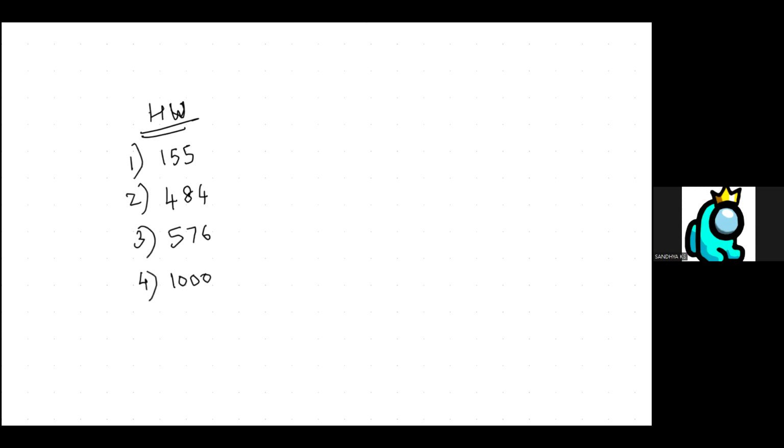Now I will give you some homework. Please do it and write the answer in the comments. Okay, let's see. 155. Find whether it is a perfect square or not. Okay, then 484, 576, 4000. Check whether they are perfect squares or not.